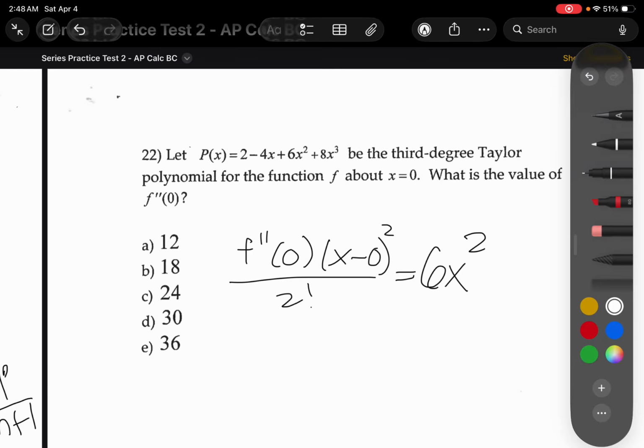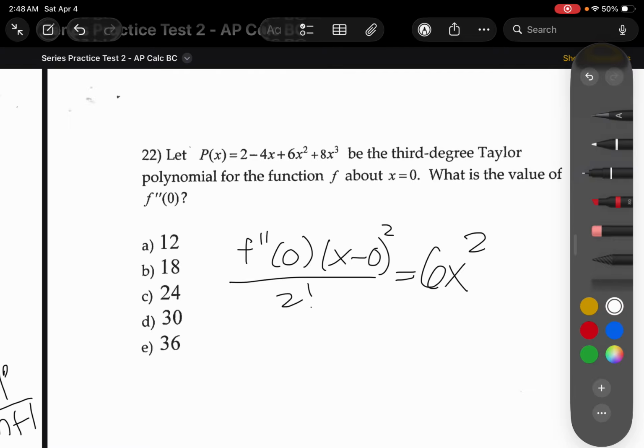I don't know why it says third degree Taylor polynomial when we're not really using anything involving x cubed or deriving something 3 times, but I guess they mentioned that so that they could trick you and you need to know what you're solving for.